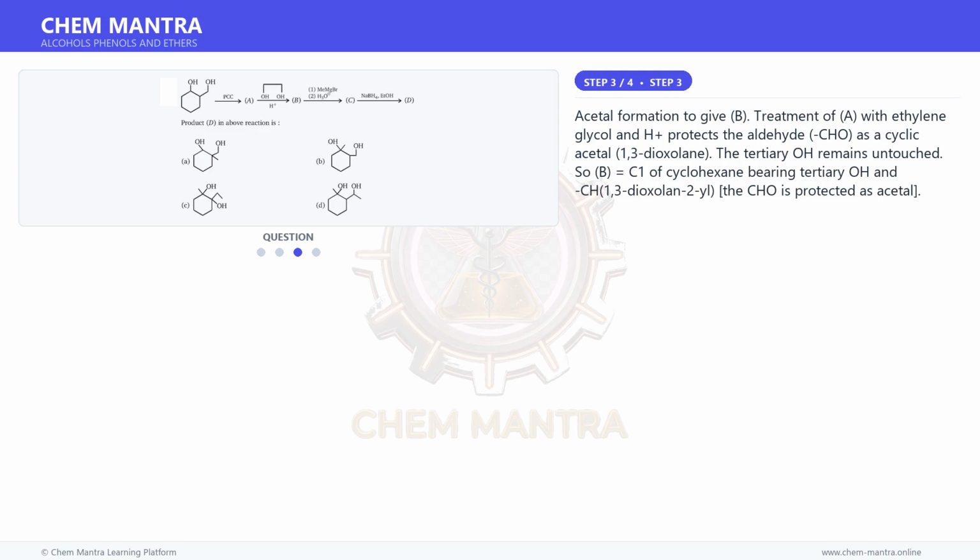Acetal formation to give B. Treatment of A with ethylene glycol and H+ protects the aldehyde CHO as a cyclic acetal, a 1,3-dioxolane. The tertiary OH remains untouched. So, B is C1 of cyclohexane bearing the tertiary OH and a 1,3-dioxolan-2-yl group, while the CHO is protected as an acetal.